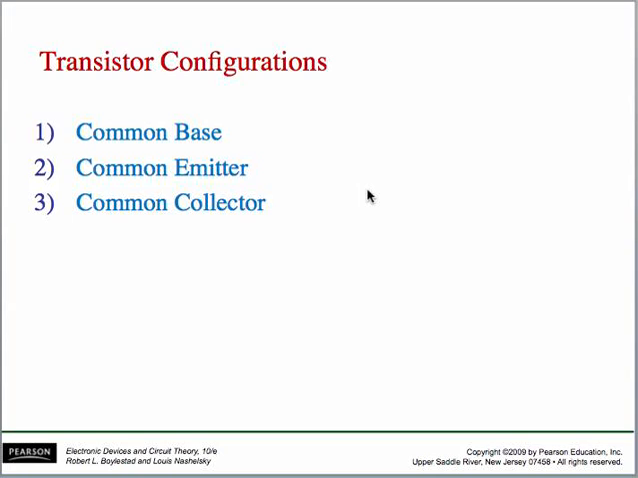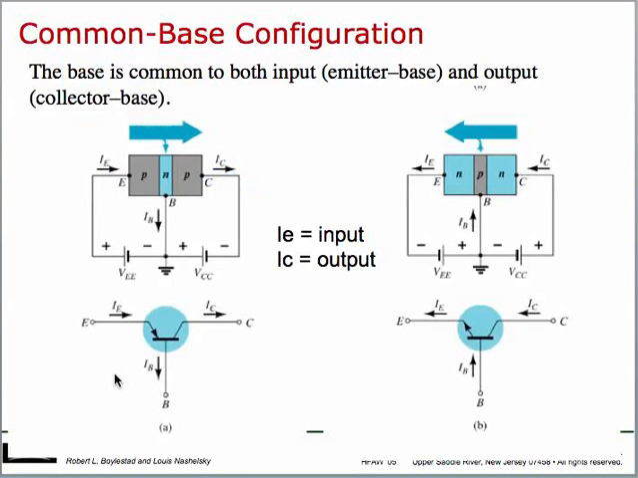Now, there are three ways of how a BJT, of how a transistor can be configured or connected. And the three are common base, common emitter, and common collector. Now, let's learn about common base configuration first. The reason why it is called common base is because the base terminal is common to both the input and the output. For common base configuration, the input is the emitter current and the output is the collector current. So this is the input side at the emitter, this is the output side at the collector, and both of them share the same common node at the base.